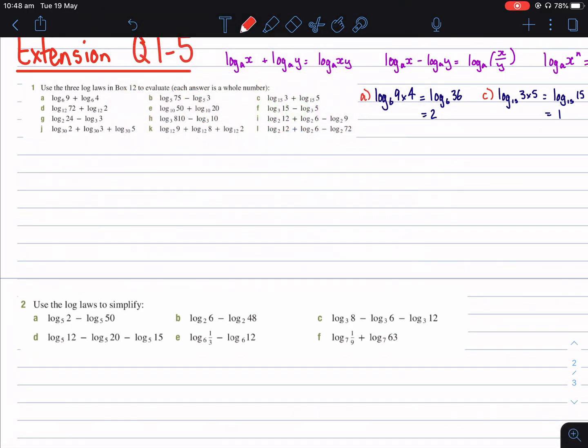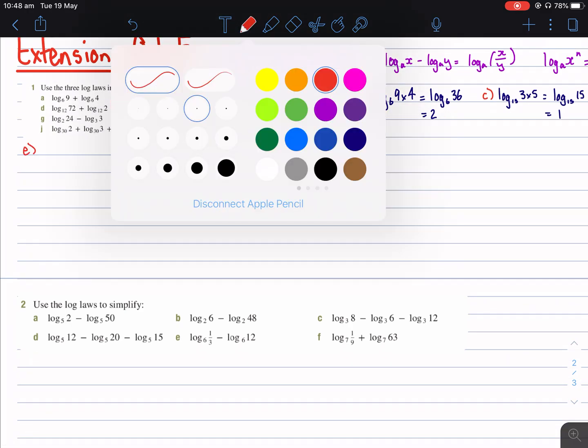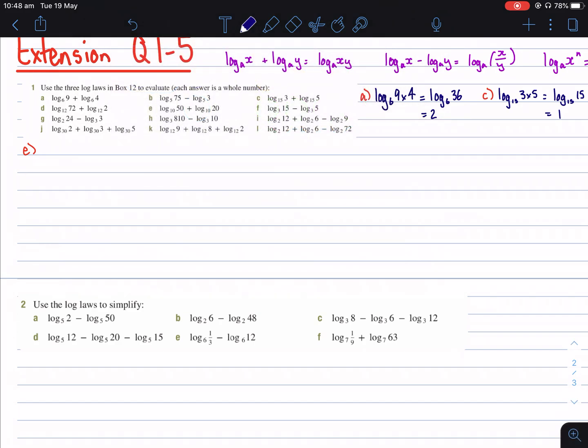Question E. We've got log base 10 of 50 plus log base 10 of 20. So we've got log base 10 of 50 times 20. I don't need to write a bracket. So that's just log base 10 of 1,000. Now 10 to the what equals 1,000? 10 to the 3.